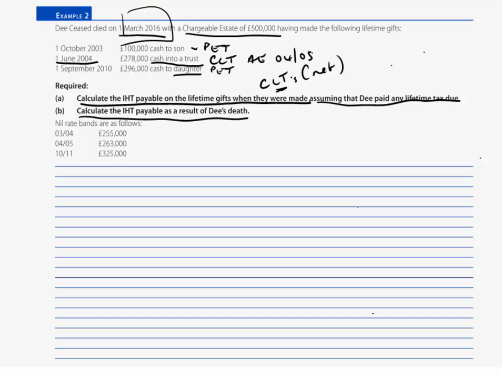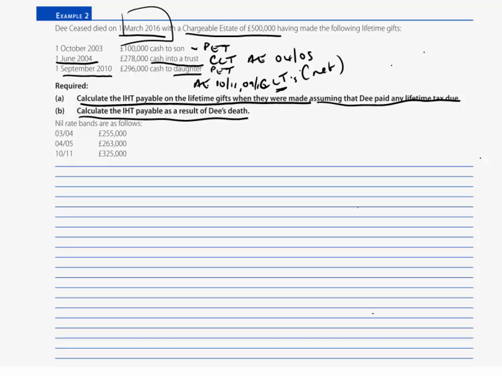On to September 2010, it is a PET, and of course there are annual exemptions available here. The date, September 2010, so annual exemption for 10-11, and then also of course for 09-10. If I can just write over that CLT note there. The AEs, the annual exemptions for both 10-11 and 09-10 will be available.